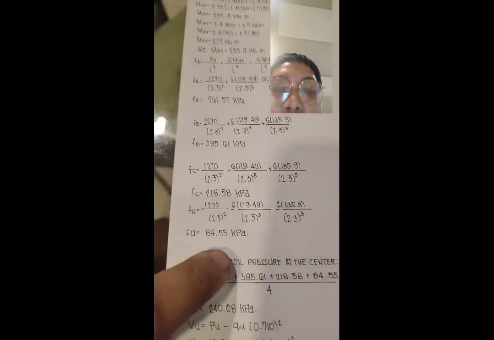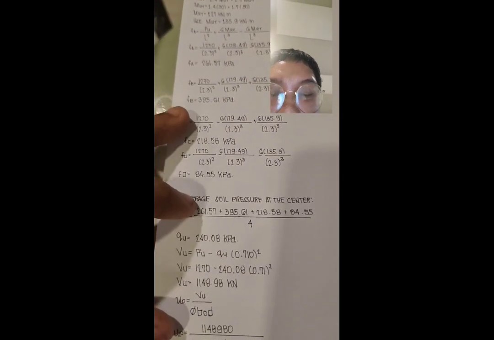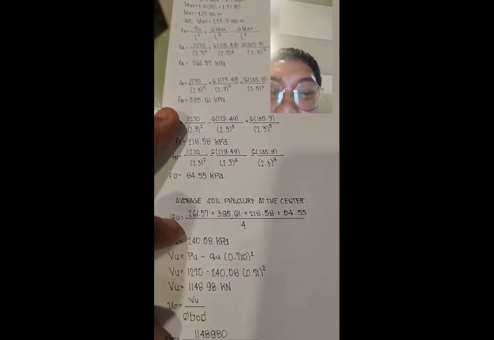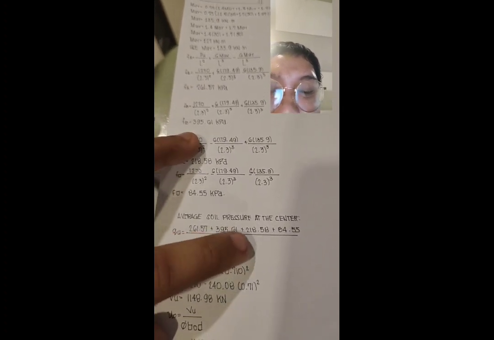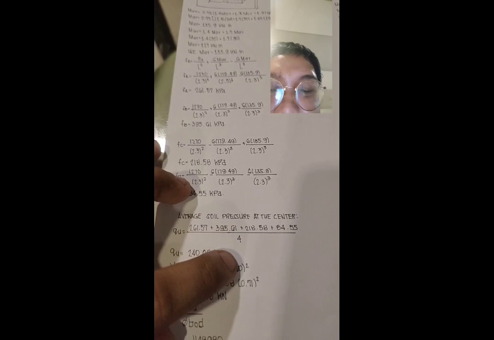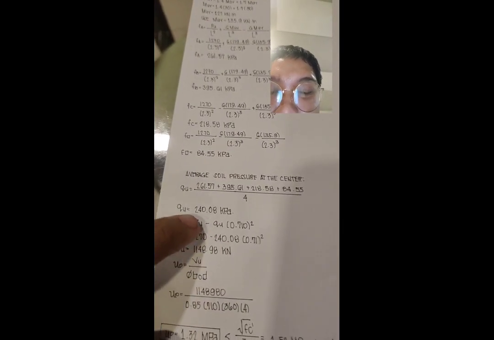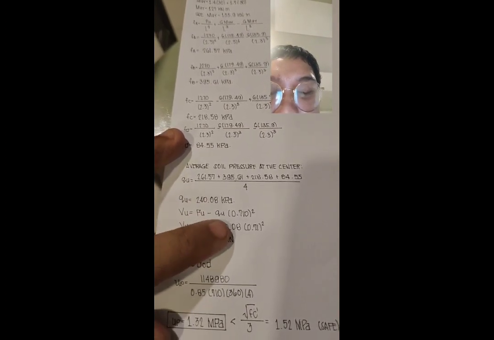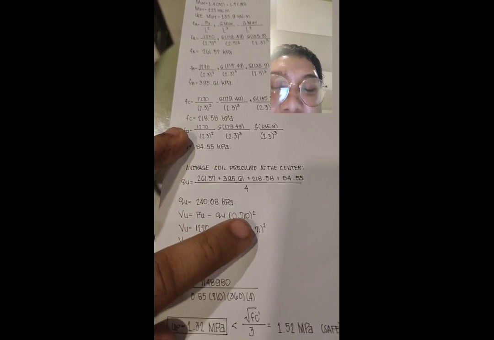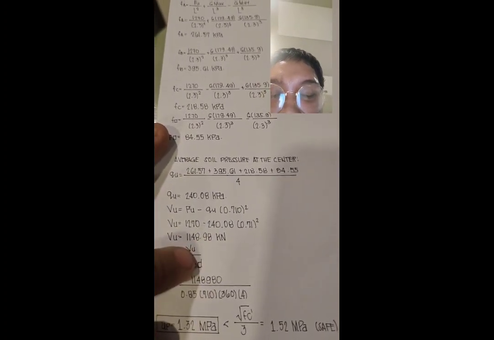FD is also 84.55. So next, average hull pressure at the center, QU, is equals to 261.57, FA, plus FB, plus FC, plus FD all over 4. Apat na to. We are getting QU is equals to 240.08 kPa. VU is equals to PU minus QU times 0.710 squared. So we're getting VU is equals to 1,148.98 kilonewton. So UP is equals to VU all over VBD.